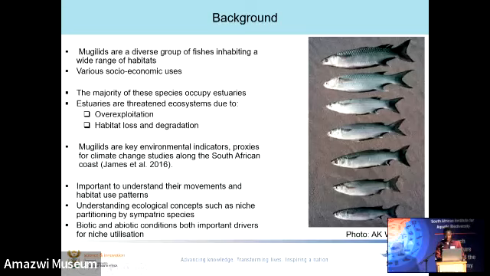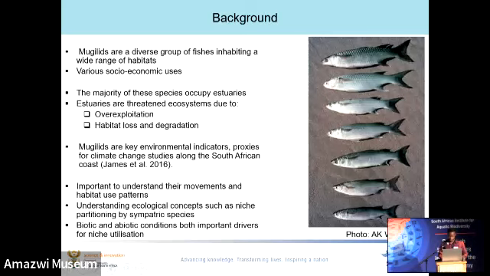Mullets are a group of species that are found in almost all the environments that we find in aquatic systems, from freshwater, the estuaries, and also in the marine systems. They have various economic uses, from food, subsistence, recreation, and they also support some small-scale fisheries. The majority of the mullets, the Mugilid family, occupy transitional systems such as estuaries. And we all know that these systems are threatened due to activities such as overexploitation, from overfishing and habitat loss and degradation.